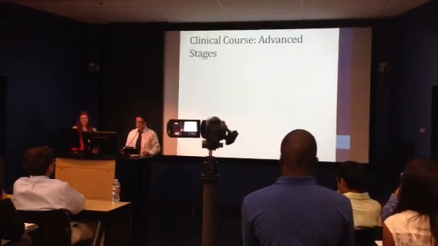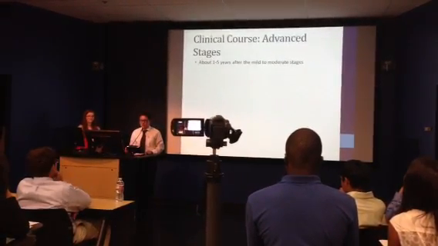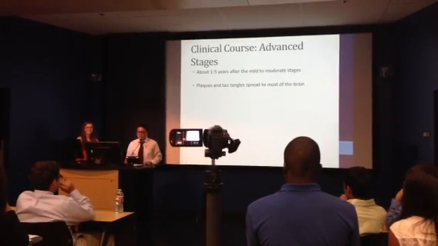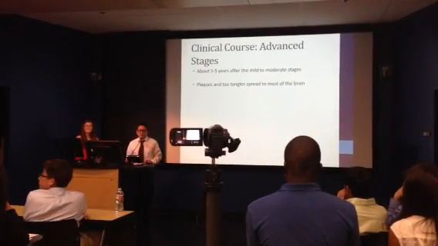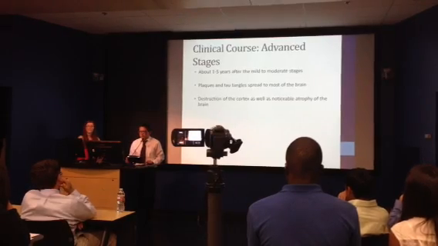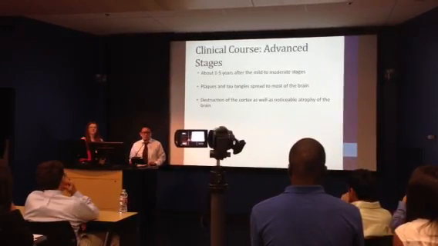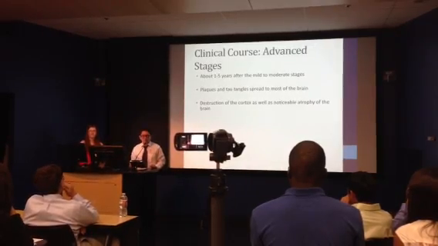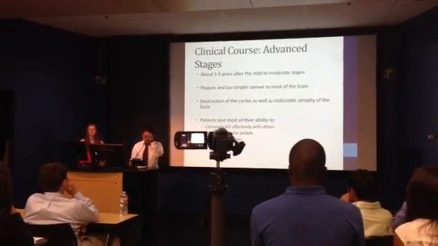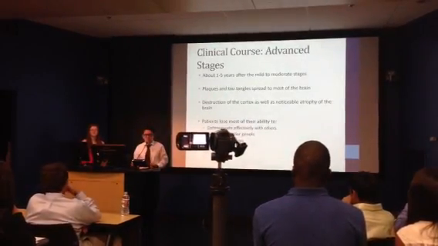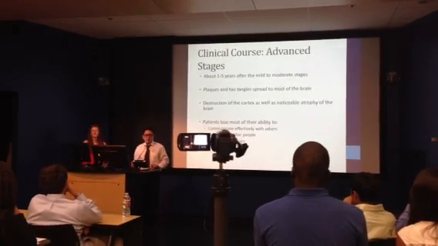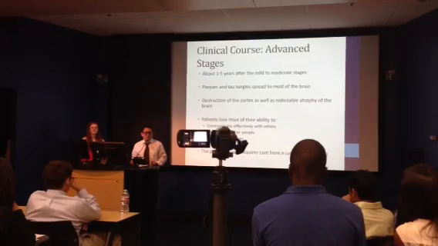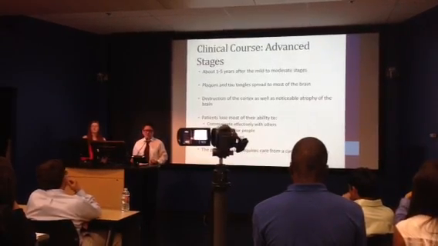And the last stage of Alzheimer's disease is the advanced stages, and they're about 1 to 5 years after the mild to moderate stages. And basically the plaques and tangles spread throughout the entire brain. And there's major destruction of the cortex causing atrophy of the brain, which is when the brain becomes noticeably smaller on a scan. And also patients lose their main abilities to communicate and comprehend and care for themselves. And usually this is the stage when a patient will require assistance from a caregiver.